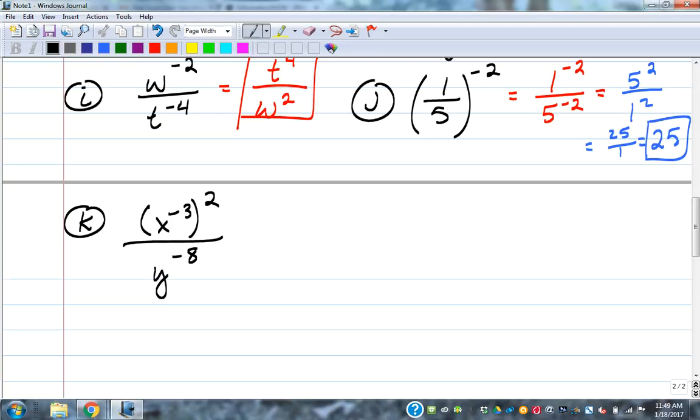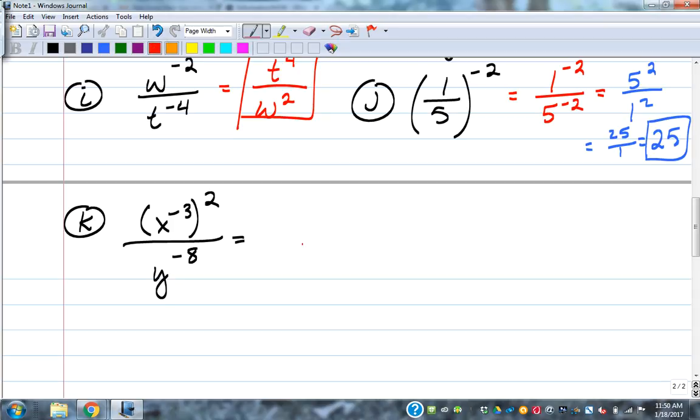What's the first rule we should follow here? Distributive property with the 2. Does the y get the 2? Why not? Well, not necessarily that it's a fraction, but it's not inside of what? It's not inside the parentheses. So the x is the only thing that gets that 2.